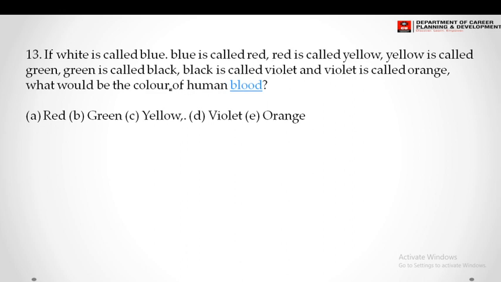So we all know that the color of human blood is red, but you can't click on that first option. That is not the correct answer. So first, what is red known as? Blue is called red, but red is known as yellow. Red is called yellow, so the answer will be yellow. So the color of human blood is yellow. C will be the correct answer for this question number 13.